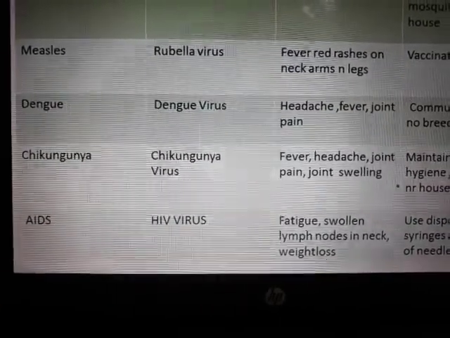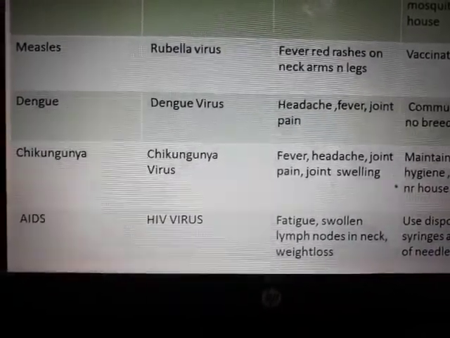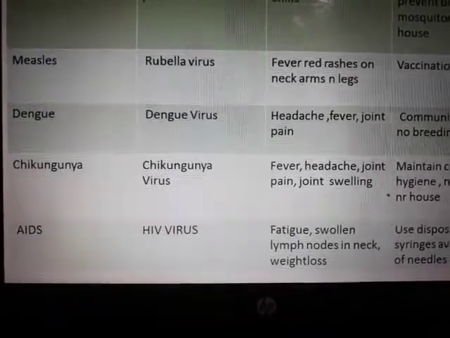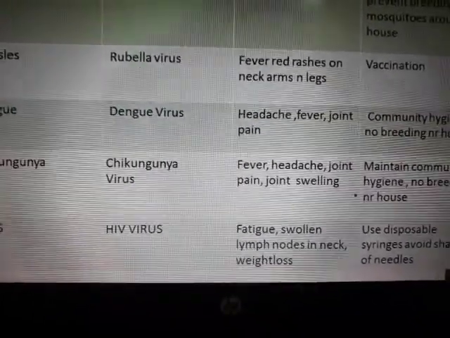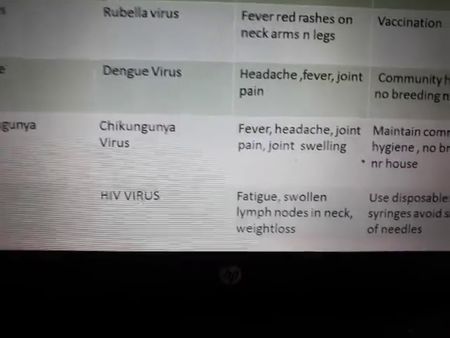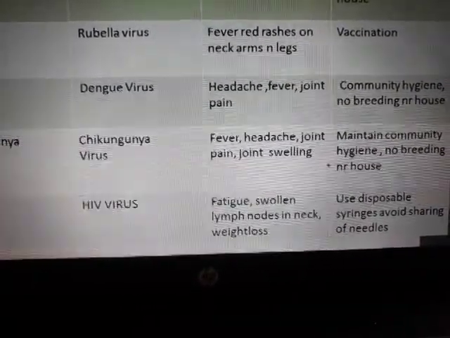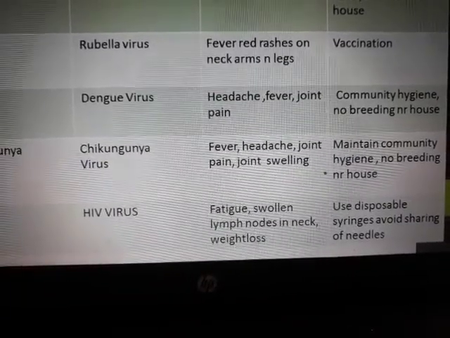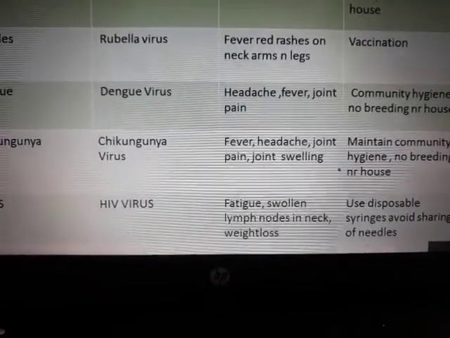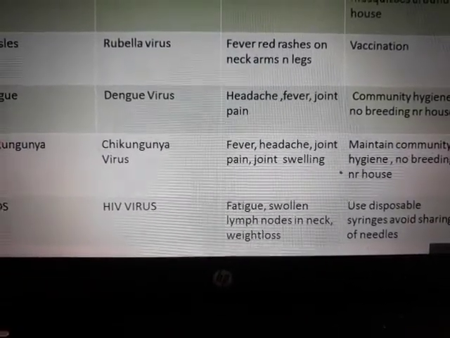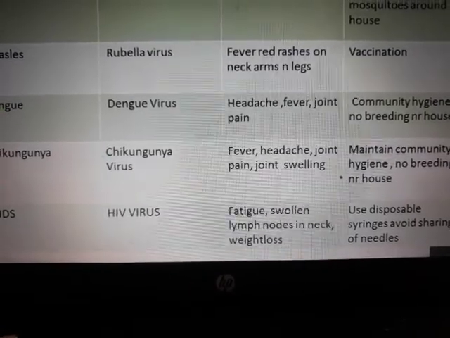AIDS is caused by the HIV virus, in which we suffer fatigue and swollen lymph nodes. It attacks your immunity. Lymph nodes are part of the immune system, the lymphatic system, and that is why any other simple cold can also kill an AIDS patient. That is how it is.